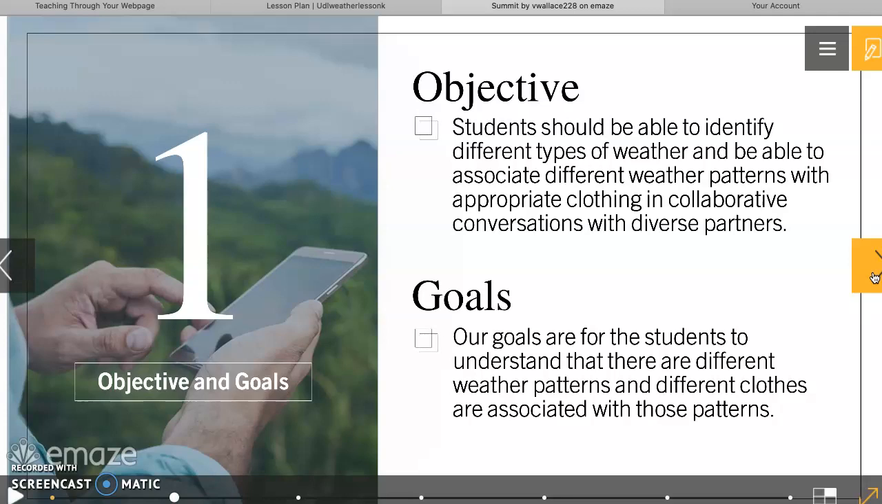Our objectives for our students would be that they should be able to identify different types of weather and be able to associate different weather patterns with appropriate clothing and collaborative conversation with diverse partners. The goals for our students will be for them to understand that there are different weather patterns and different clothes that will be associated with those weather patterns.